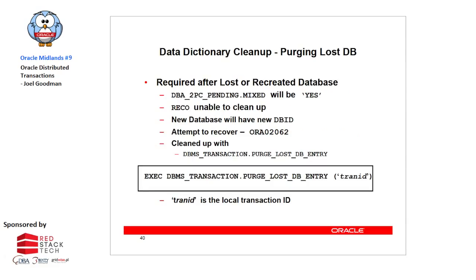If one of the databases involved is gone forever, we have a purge lost DB entry, because there's no way RICO can clean it up, or anyone else can clean it up. We can't commit it. We can't force roll it back. It's gone. So we just do this instead. Because if you try to recover, you just get an error message. So instead, we do this.